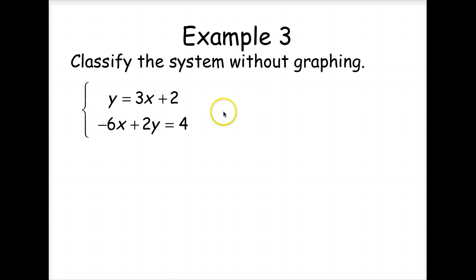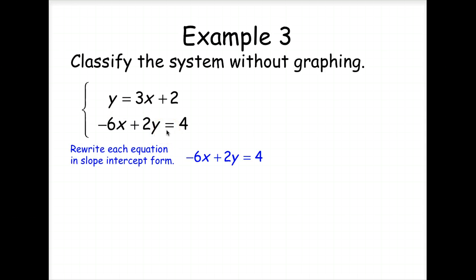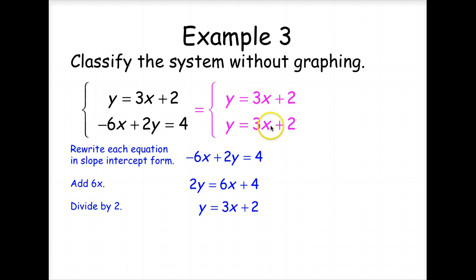So let's look at this example. The first thing I'd start by doing is rewrite each equation in slope-intercept form. So we add 6x to both sides, and then we divide every term by 2. Well, look at there, would you? Both of those equations are identical. So what do you know about if they're the exact same line? They are dependent. So it'll be consistent and dependent, because everywhere you graph for this one is the same for this line.